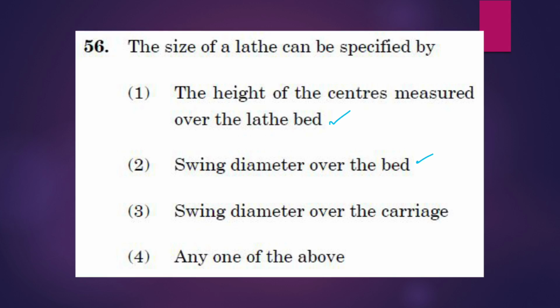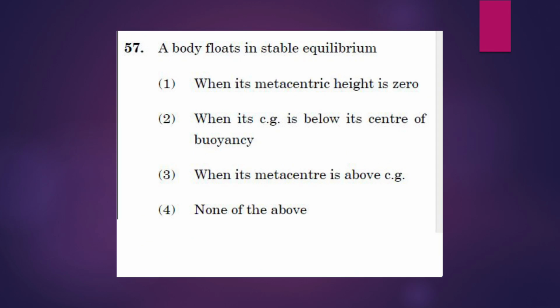A body floats in stable equilibrium. We know for a floating body, our condition is: first your metacenter M will come, then your center of gravity G, then your center of buoyancy B. MGB, this is the condition. M should be at the top, G in the middle, and B should be below the two.